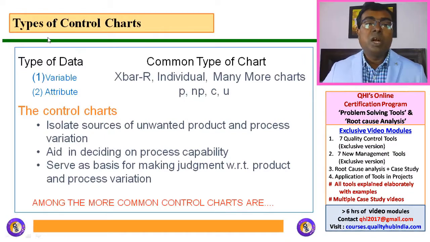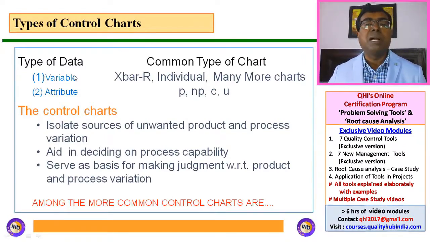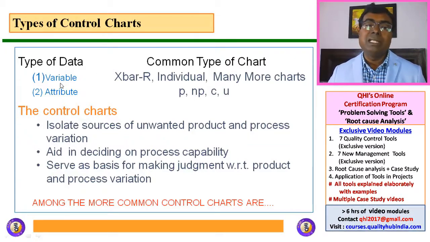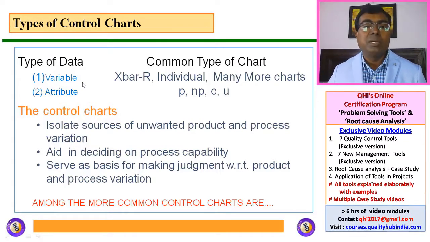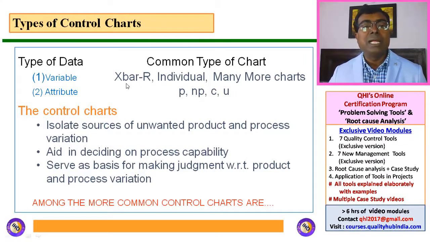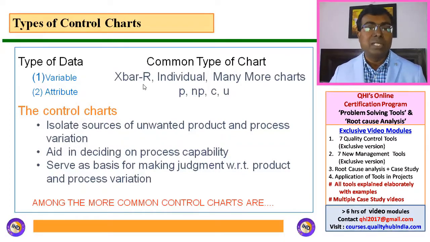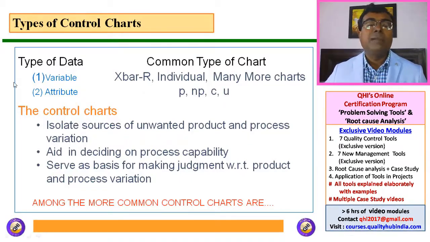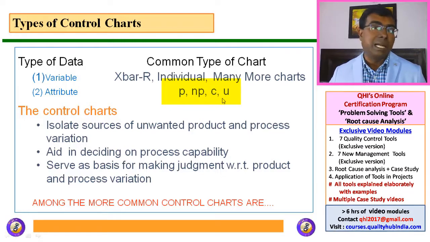Now let's understand how many types of control charts there are. Friends, control charts are based on the type of data we are using, and we have already seen that we have two types of data, variable and attribute. For variable data, we have different kinds of control charts, for example the X bar R chart, also known as the average and range chart. We also have the X bar S chart, which is the average and standard deviation chart, the individual moving range chart, and many more. For attribute data, the commonly used charts in industries are the P chart, NP chart, C chart and U chart.